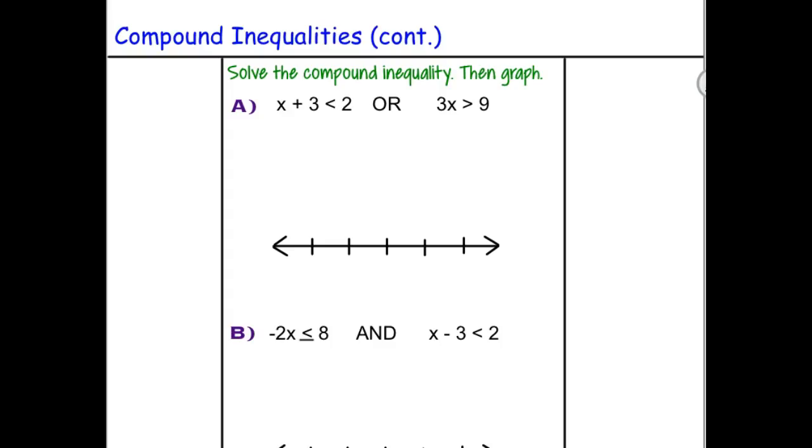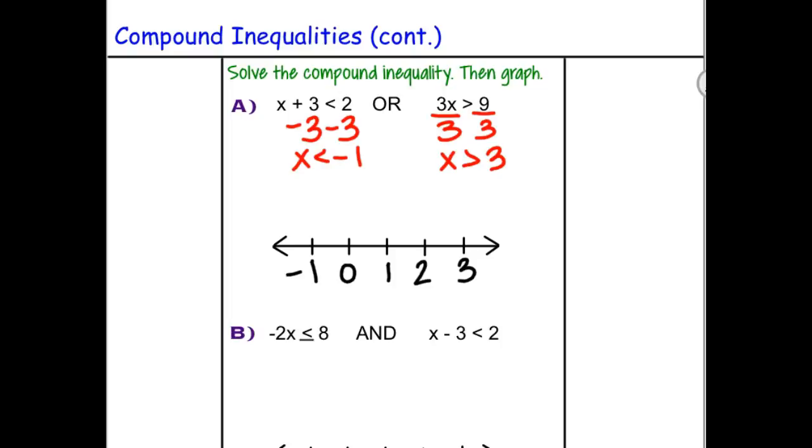So let's go ahead and try some. We have to solve these and then graph them. We solve them independently like we normally would. So -3, we get x is less than -1. Here we divide by 3, and we get x is greater than 3. So we know that our numbering has to go as far as -1, 0, 1, 2, 3. And we see here that we have both less than and greater than signs, so we'll have an open circle at -1, an open circle at 3. And it says x is less than -1, less than is this way. x is greater than 3 this way.